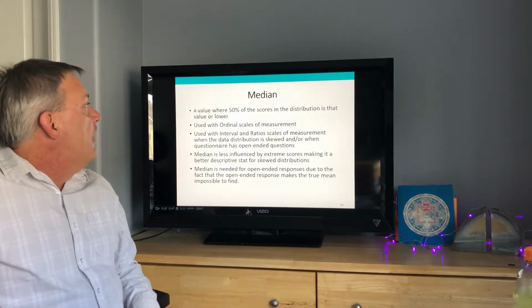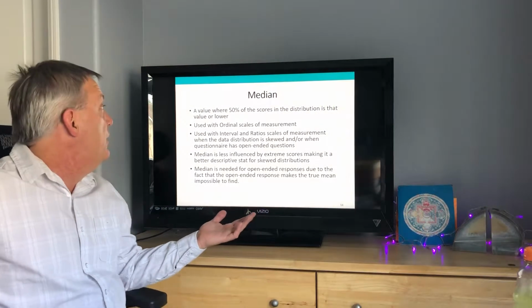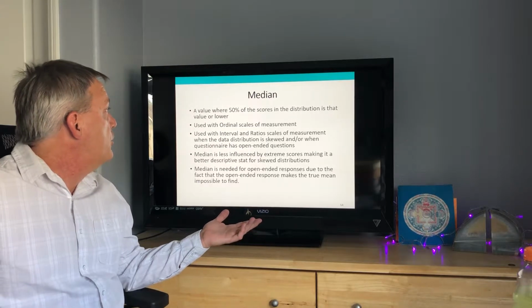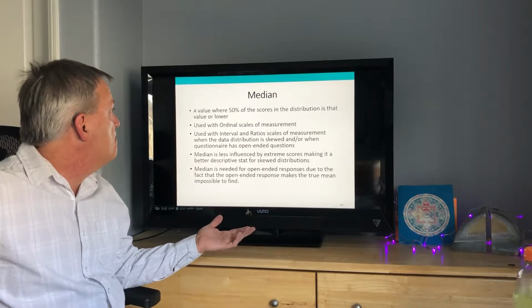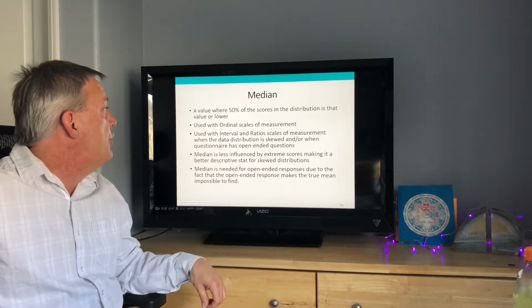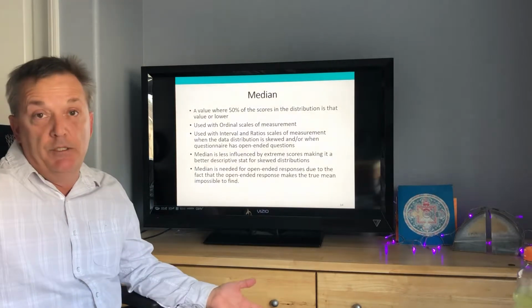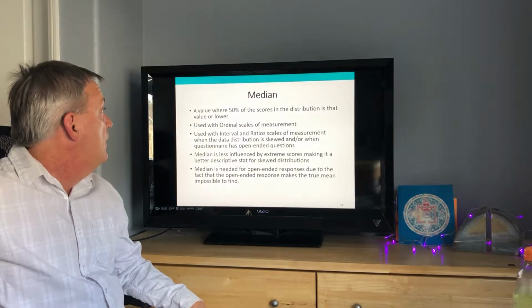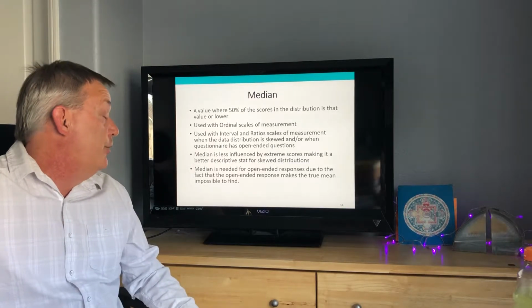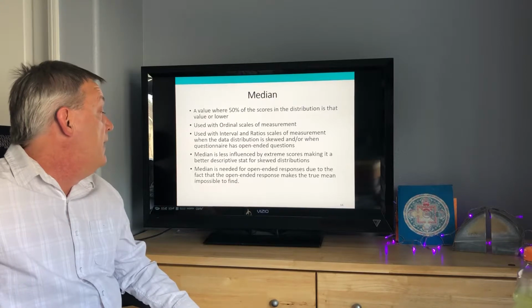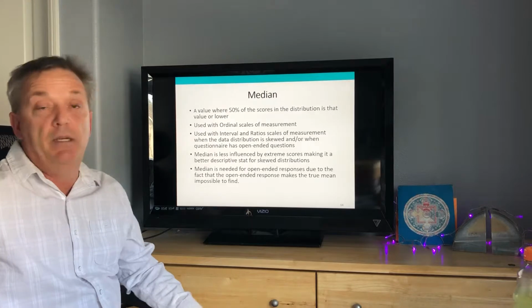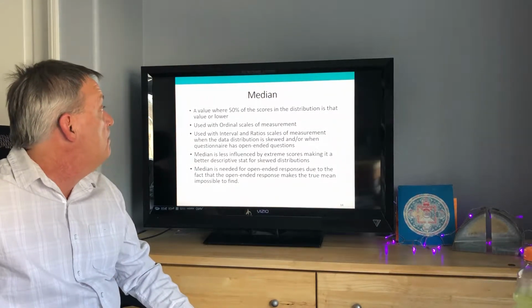The median is a value where 50% of the scores in that distribution are that value or lower, and it's used with ordinal scales of measurement. It's used with interval and ratio scales when the data distribution is skewed and/or when the questionnaire has open-ended questions, like I had stated. The median is less influenced by extreme scores, making it a better descriptive stat for skewed distributions. And the median is needed for open-ended responses because open-ended responses make the true mean impossible to find, as I already reviewed.